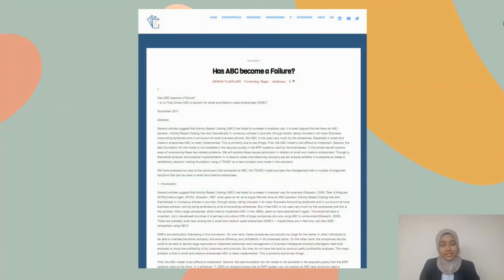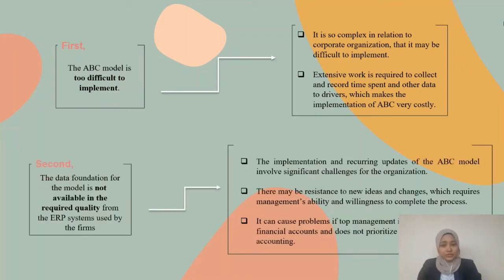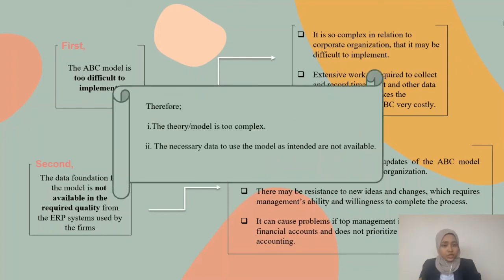Next, this is the first article that I had reviewed. Based on this article, the ABC can be considered a failure because, firstly, the ABC model is too difficult to implement. It is so complex in relation to corporate organization that it may be difficult to implement. Extensive work is required to collect and record time spent and other data on drivers, which makes the implementation of ABC very costly. Secondly, the data foundation for the model is not available in the required quality, which makes the implementation and recurring updates of the ABC model involve significant challenges for the organization. Therefore, the model is too complex, and the necessary data to use the model as intended are not available.